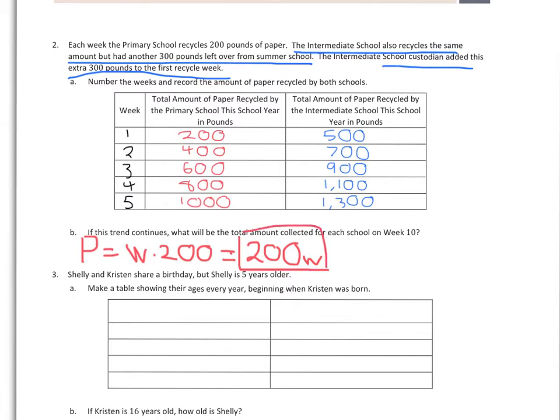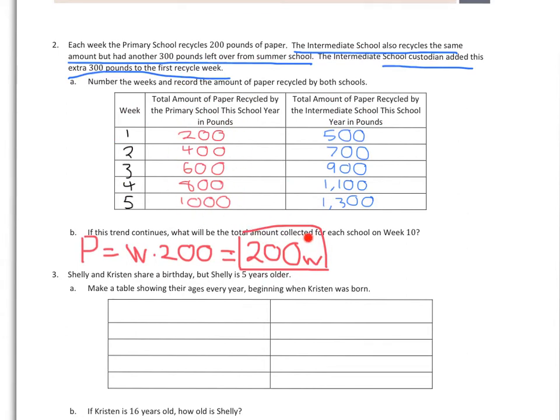How do we go from the primary to here? Well, if I'm looking at this column, these numbers are always 300 pounds more than this column because we started with 300 pounds more. So since we started with 300 pounds more, 400 plus 300 is 700, 600 plus 300 is 900, it's always just going to be 300 more. So if we know that this is the same as this, we can find the number of weeks in the primary by doing this.